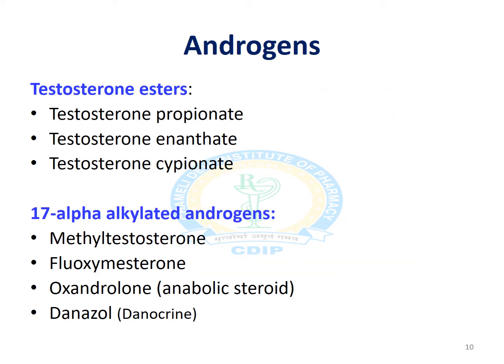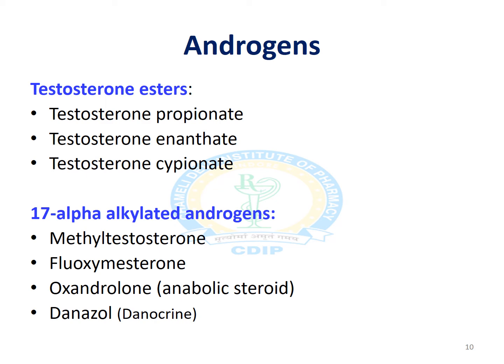Now coming down to the androgens. Earlier we have talked about the gonadotrophin releasing hormones, gonadotrophin hormones, their analogs, their usage, their activity in oral contraception, and now we come down to the androgens, meaning testosterone. Testosterone is present in ester form, like testosterone propionate, enanthate, and cypionate.